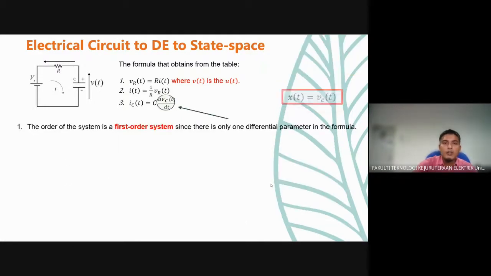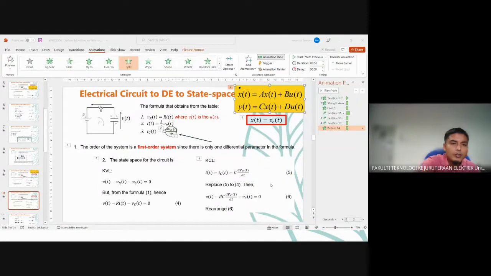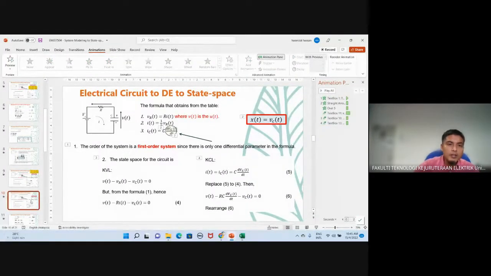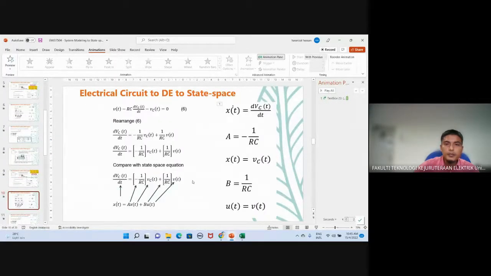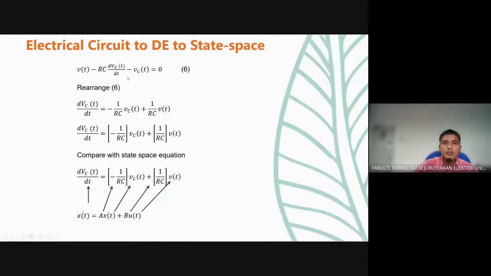Okay, after that, this is the repetitive slide. So now from equation 6, we do the rearrange as usual. We do the rearrange again, similar thing, and make sure this is in the form of the state vector and the form of the input. So we do the comparison.